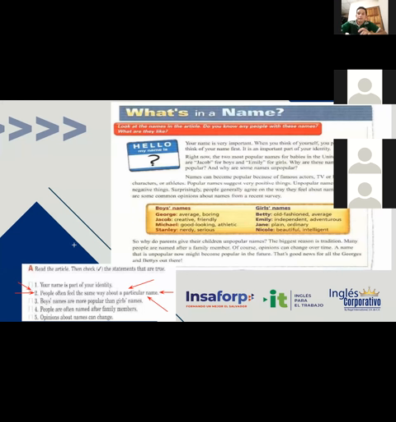Lo voy a ampliar. Often feel the same way about a particular name. True or false? False. I think it's true. True. It is false. True. Okay, it is true. People generally agree on the way they feel about names. Normalmente la gente está de acuerdo sobre un nombre, okay?